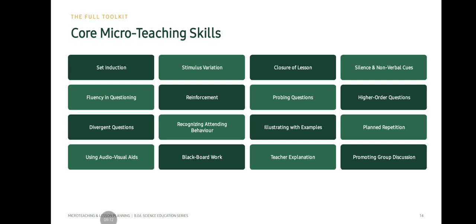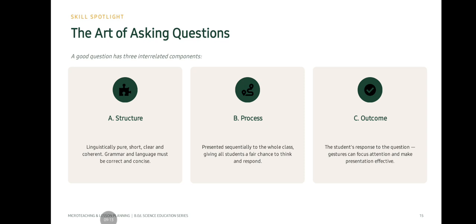and promoting group discussion. The art of asking questions: A is structure, that is linguistically pure, short, clear, and coherent. Grammar and language must be correct and concise. B is process, that is presented sequentially to the whole class, giving all students a fair chance to think and respond. C is outcome, the students' response to the question. Gestures can focus attention and make presentation effective.